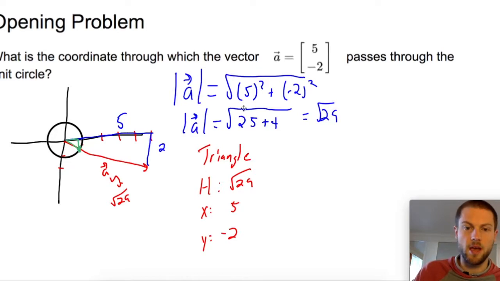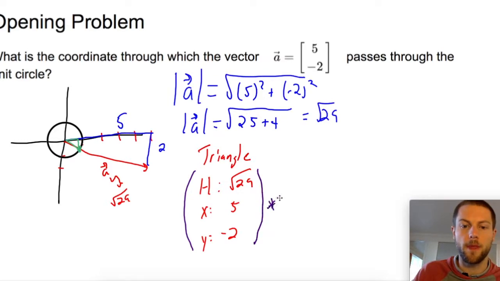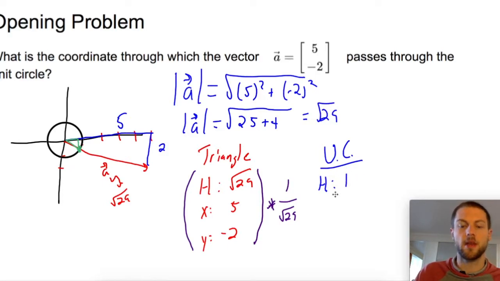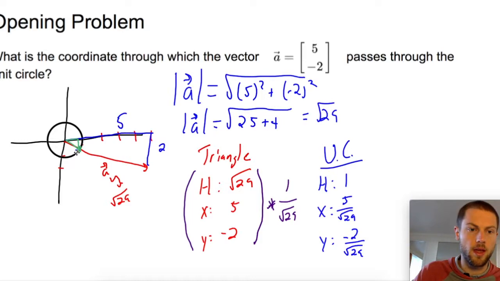What I want to do is take all of this and scale it by a factor of 1 over the square root of 29. Let's think about where that comes from. If I want to make my hypotenuse equal to 1, I'm basically dividing the square root of 29 by the square root of 29. So I have to do that to all the sides to scale this appropriately. On my unit circle, let's see where that plays out. My hypotenuse would be 1, since I scaled that down. My x is going to be 5 over the square root of 29. And my y is going to be equal to negative 2 over the square root of 29. So that coordinate right here, the one I have in green, is equal to 5 over root 29, comma, negative 2 over root 29.